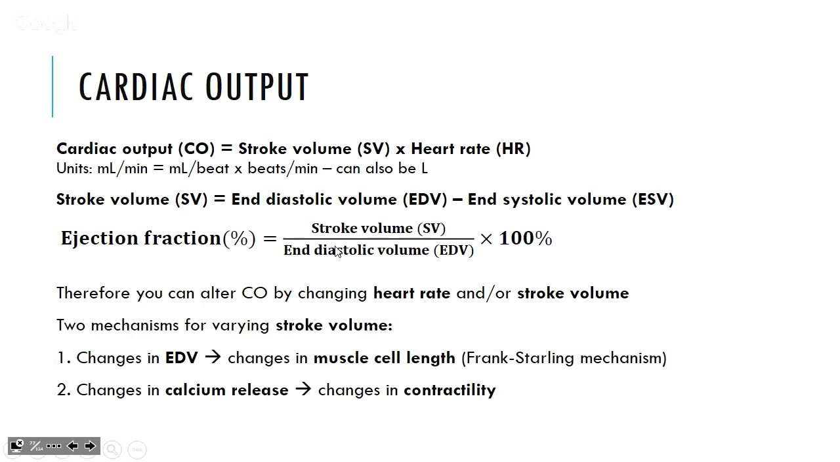We can either change the heart rate or the stroke volume. There are two ways you can change the stroke volume. You can increase the amount of blood filling into the ventricle, so the end diastolic volume. Pretend this is the ventricle and you're filling it up more. Because of that, it'll stretch the muscle length and then it will contract more. So that's why increasing end diastolic volume will increase stroke volume. And then calcium is also really important for contractility. If you increase calcium, it will also contract more. So that's how you can increase cardiac output.